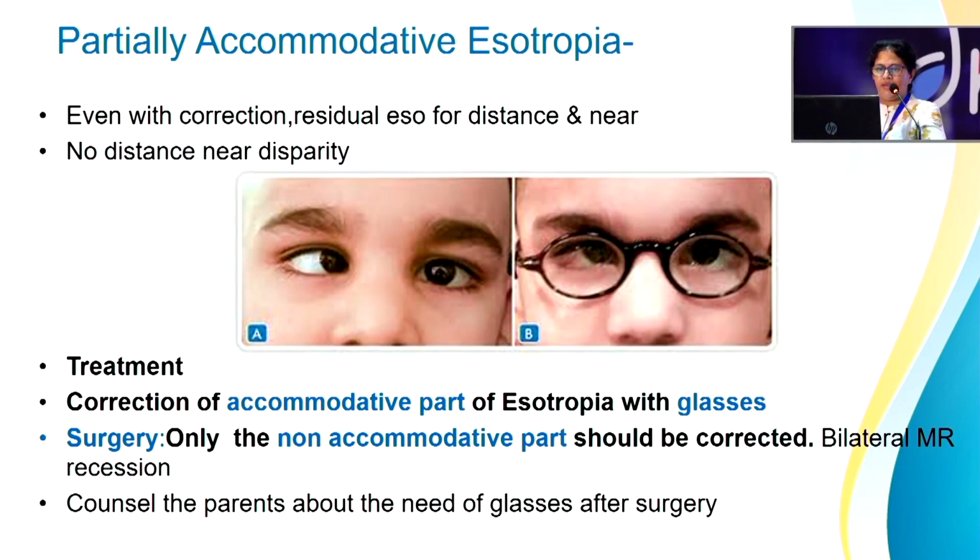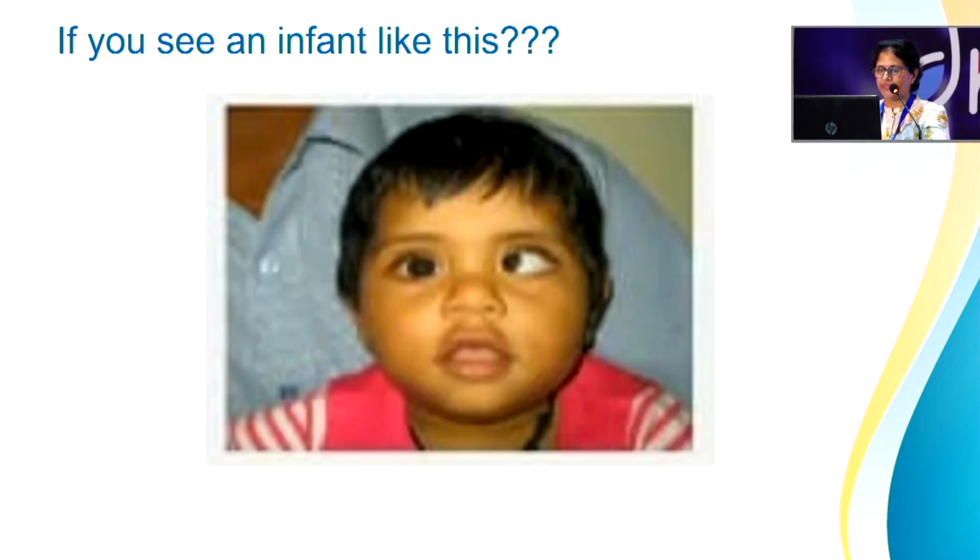And even with the correction, the third scenario is that there is residual esotropia for both distance and near, and there is no distance-near disparity. So treatment in that condition, you have to correct the accommodative part of the esotropia with glasses, and surgery has to be done only for the non-accommodative part. And counsel the parents about the need of wearing glasses even after the surgery.